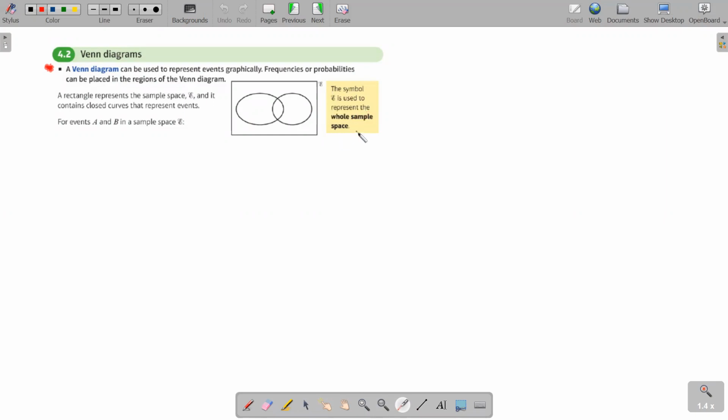So basically, the universal set represents everything inside the rectangle. All the components belong to the universal set. And in this, the events A and B. So here A and B are the events. In this case, I'll name them. So this is event A and this is event B inside the universal set. So let's see how to work with these kinds of diagrams. We will go into marking the probabilities, marking frequencies, and also we will discuss shading Venn diagrams. Okay, so let's move on.